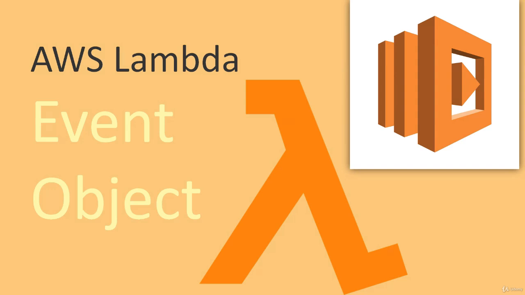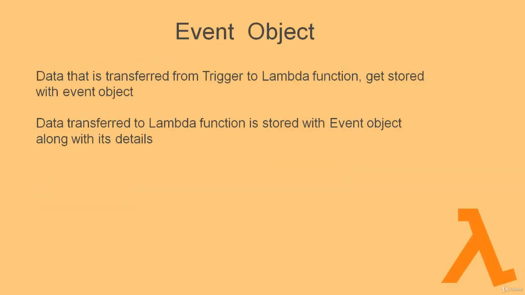We have learned the handler function and how Lambda functions work internally, and now we are going to explore three objects one by one. Here we are going to learn about the event object, that is the first object for the Lambda handler function. So what is an event object? The event object is the first object where data that is transferred from the trigger to the Lambda function gets stored.